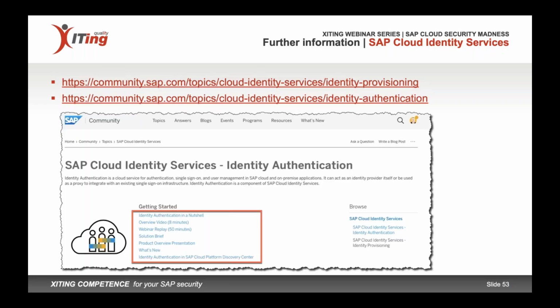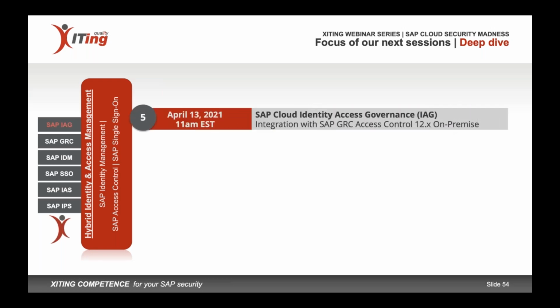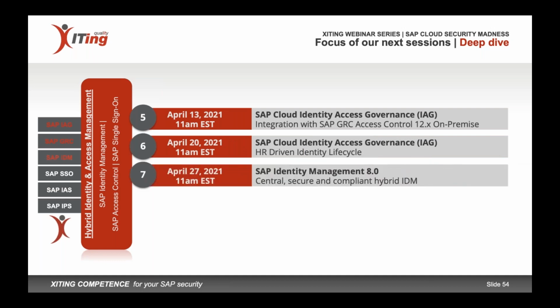Finally, let's conclude this webinar with a roadmap. So here, again, a short outlook for the next sessions. Number 3 on April 13 about the IHE. Number 6 on April 20 for the IHE with the HR-driven lifecycle. And lastly, on April 27, Steffen talks about the identity management 8 and the combination with cloud applications.